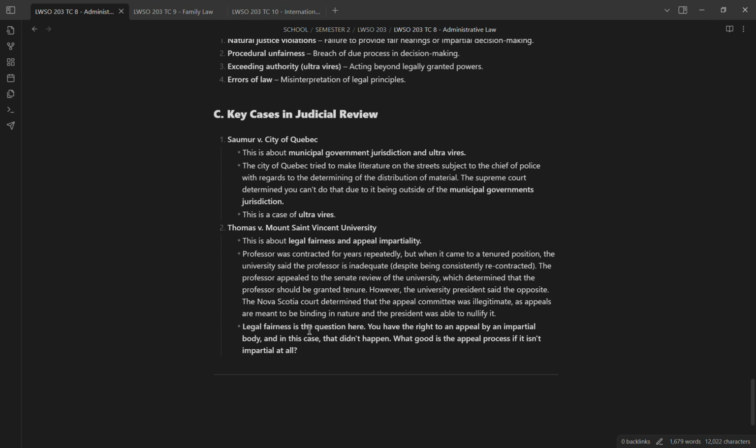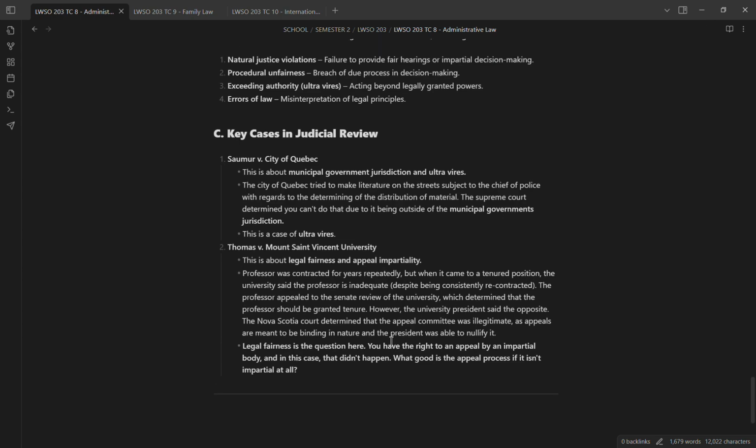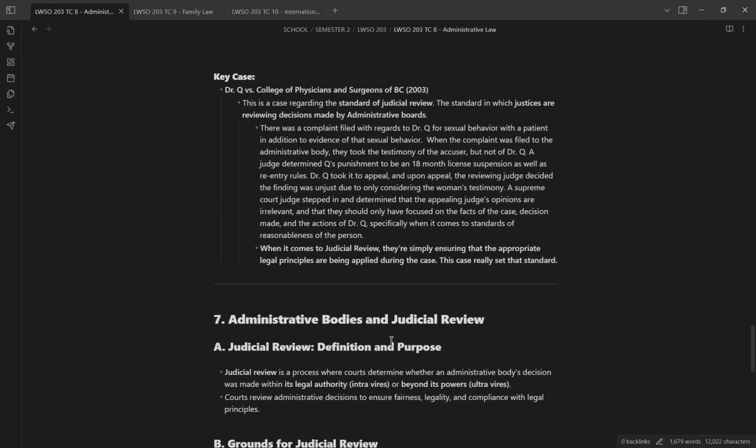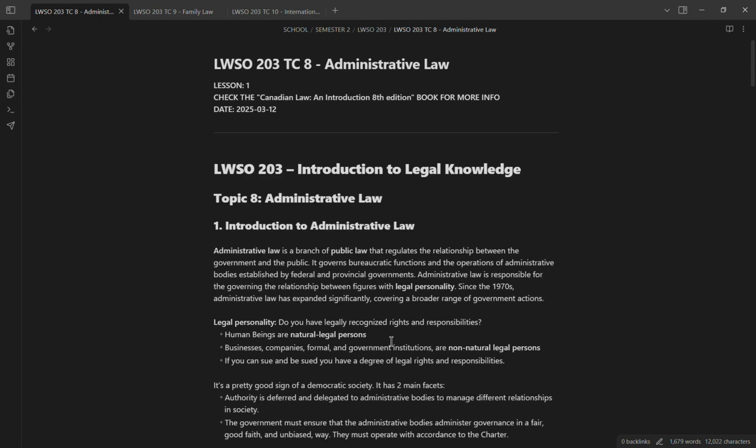It is legal fairness, right? You have the right to an appeal by an impartial body, and in this case, that did not happen. What good is the appeal process if it isn't impartial at all, right? Legal fairness and appeal impartiality. That is our lecture on administrative bodies, administrative law, and administrative judicial review within these things, right?